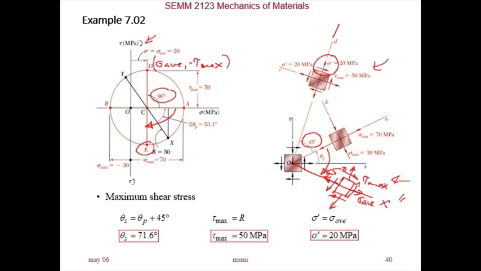So that is how we use Mohr's circle to help us determine the principal stresses, the planes or direction of the stress element where they occur, the direction for maximum shear stress planes, or orientation of the stress element, and the values of the maximum shear stress and principal stresses. Right? So that's how you use Mohr's circle.